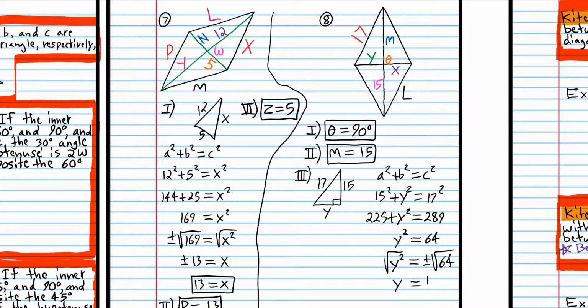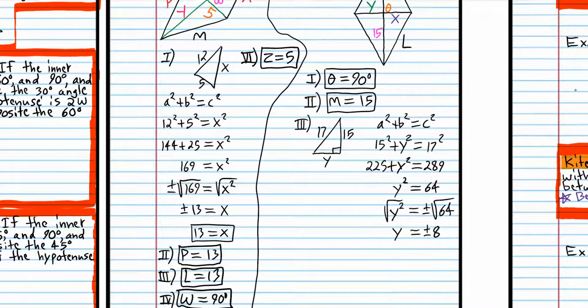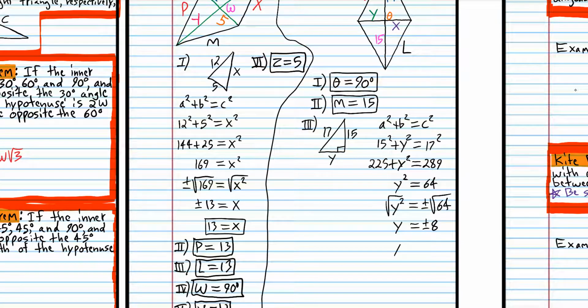So y is equal to plus or minus what number times itself is 64? Well, if you know your multiplication, if you know your products, then you know that it is 8. 8 times 8 is 64. But remember, a length cannot be negative, so we have to put positive 8. And so there we go, we have y.